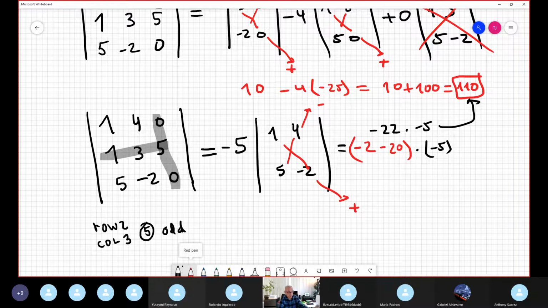So the selection of the row and column that you select depends on the amount of zeros. To simplify your work, obviously you select the row or column that has more zeros, no? Sometimes you need to do it by hand, no? Sometimes you need to do it by calculator, no? Yes. Let me try to do it by calculator.